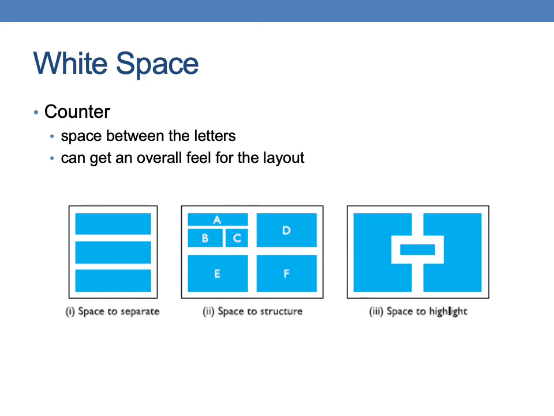Space can also be used to create more complex structures. In figure 2, there are clearly four main areas: ABC, D, E, and F. Within one of these are three further areas, A, B, and C, which themselves are grouped as A on its own, followed by B and C together. In figure 3, we can see space used to highlight. This is a technique used frequently in magazines to highlight a quote or graphic.